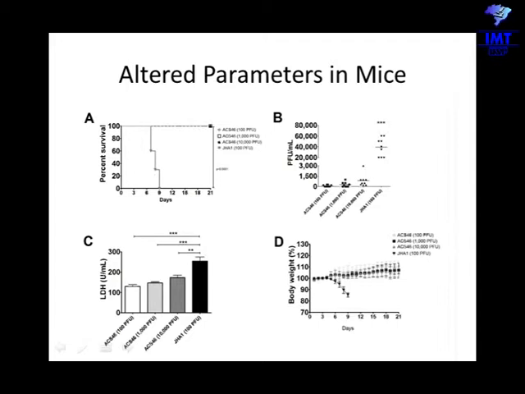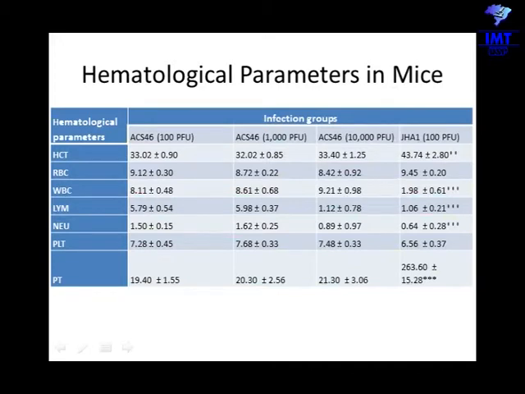we can clearly see that the replication is faster. In C, JH is drastically increasing the lactate dehydrogenase, and in D, we see that JH infected mice lost weight. The hematological patterns in mice are disturbed in JH infected mice compared with an American Asian isolate from a classic case.